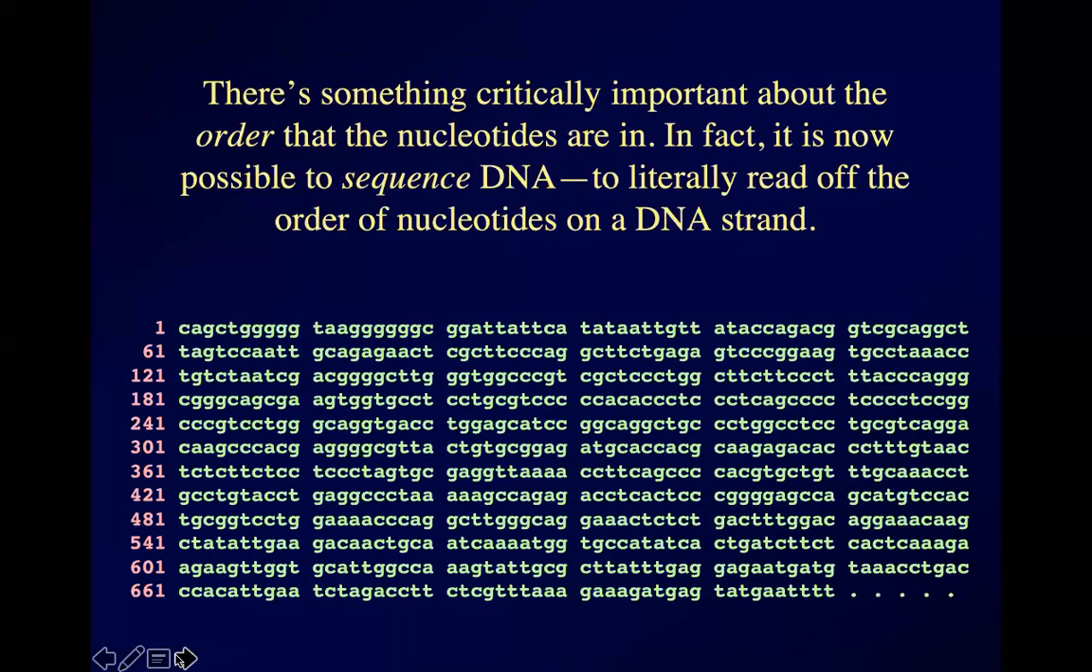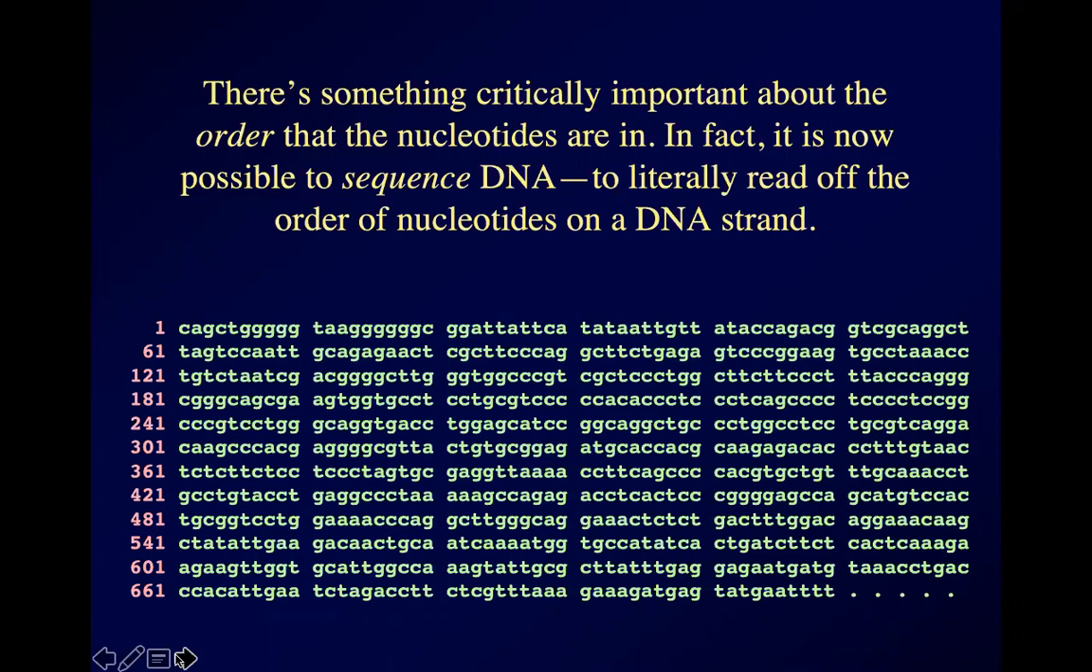We've already talked about how the double helix structure allows DNA to duplicate, how each half of the DNA helix separates from the other half, and then new nucleotides come in and assemble themselves in the same order as the order of nucleotides on the other strand. That matters because there is something crucially important about the order the nucleotides are in.